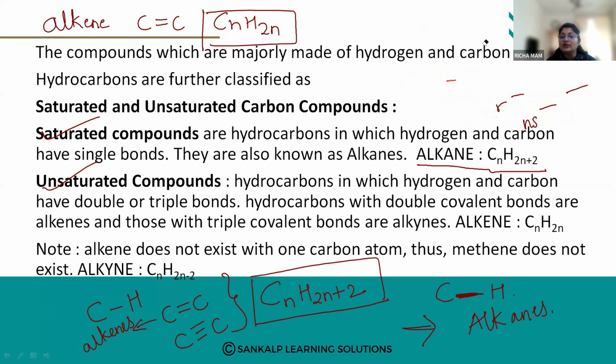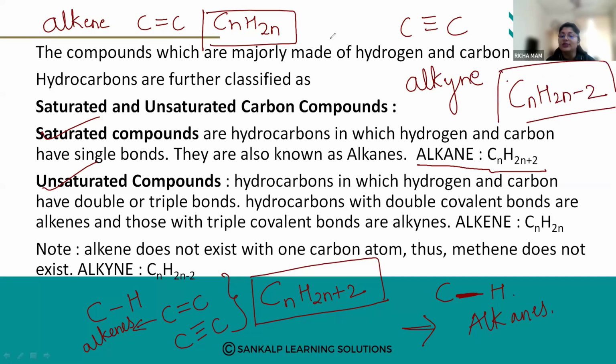Now, the third one. When you have a carbon-carbon triple bond, then they are called alkynes. They are called alkyne. And what is the general formula? CnH2n-2. CnH2n-2.